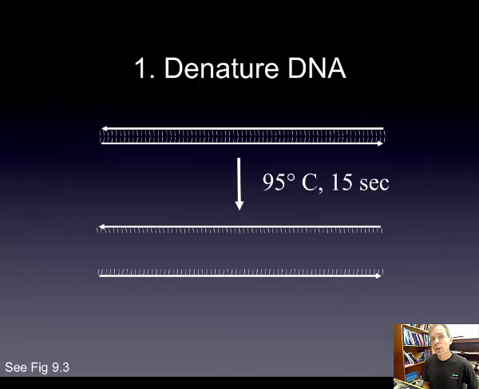Let's go through the steps of PCR. The first one is that the 2 strands of the double helix have to be denatured. This means the hydrogen bonds have to be separated. As opposed to replication in vivo, we can simply heat the DNA with high temperature, in this case 95 degrees Celsius, and 15 seconds is plenty of time.